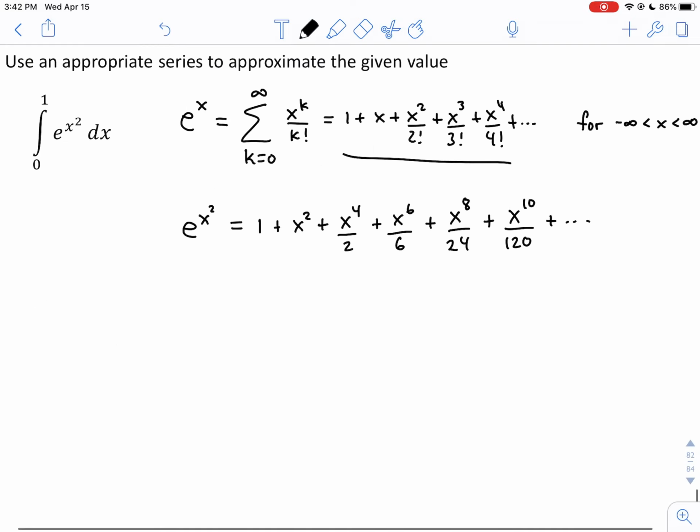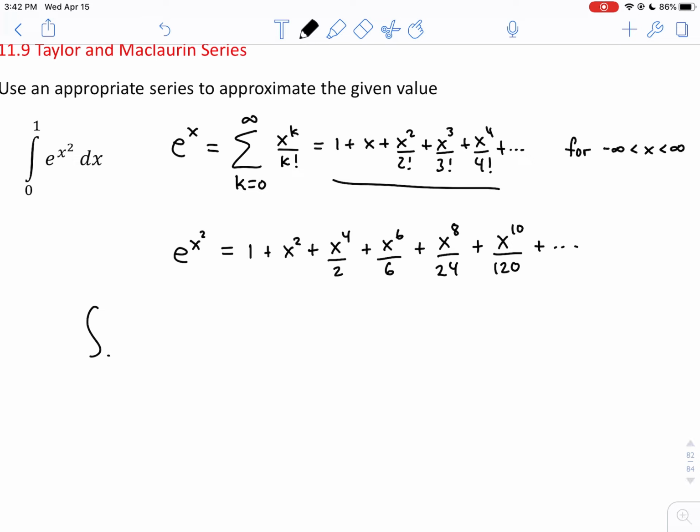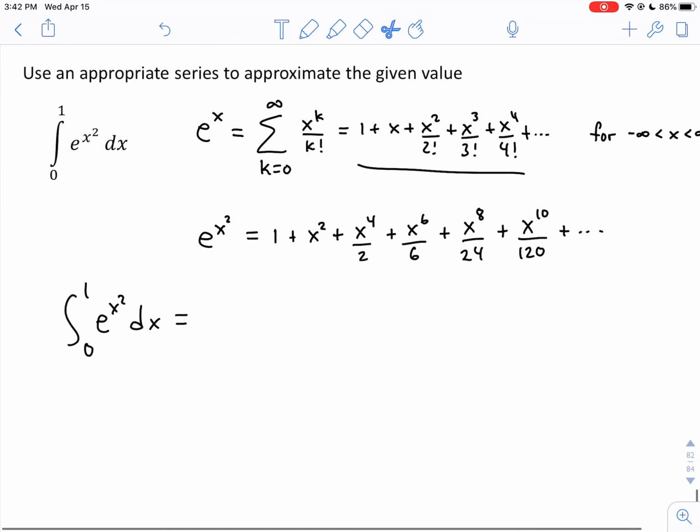etc. All right, what I'm going to do is I'm going to integrate this by integrating the series instead, and you can integrate term by term. The integral from 0 to 1 of e to the x squared dx is equal to, you're going to integrate all of these one at a time.